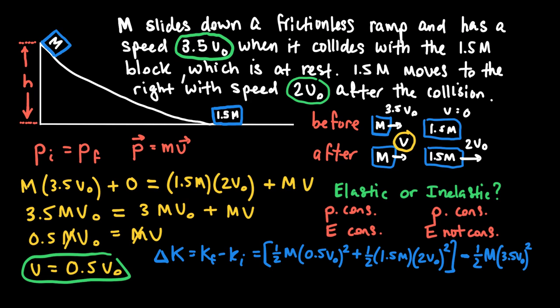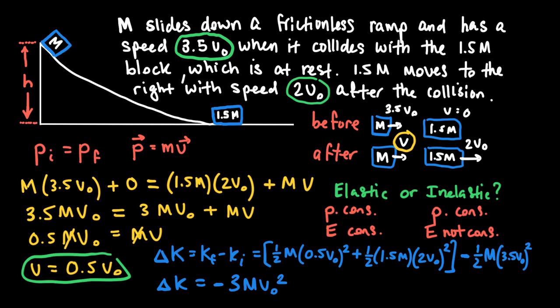I would strongly suggest to you from here to go through and try to multiply some of these numbers through, square the speeds, pull the coefficients out in front, and add all these terms up together to see what you would get. What you should find is that the change in kinetic energy ends up being equal to minus 3m v naught squared.